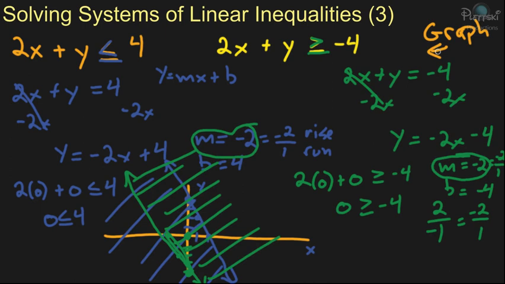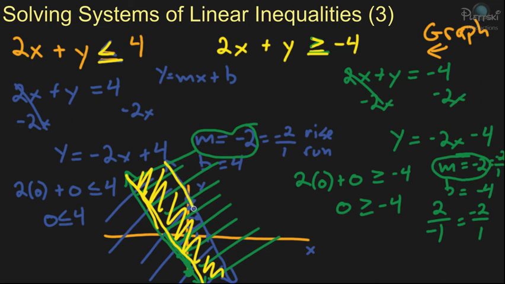Okay, now our solution is going to be everywhere that they overlap, which both of them have an inequality that's either greater than or equal to or less than or equal to. So the lines are part of it, and also everything in between the lines. So our solution would include the lines, and also everything in between the lines. So that's our solution for this one.